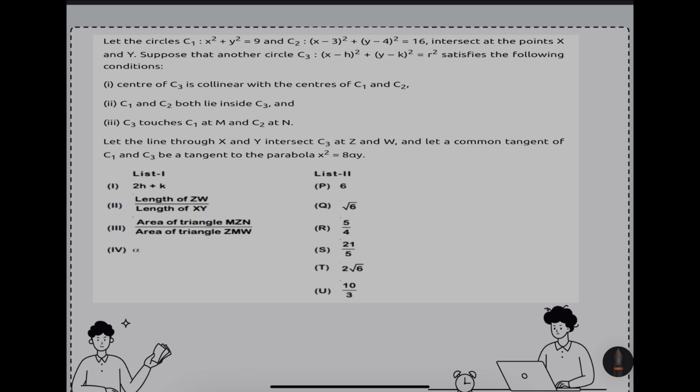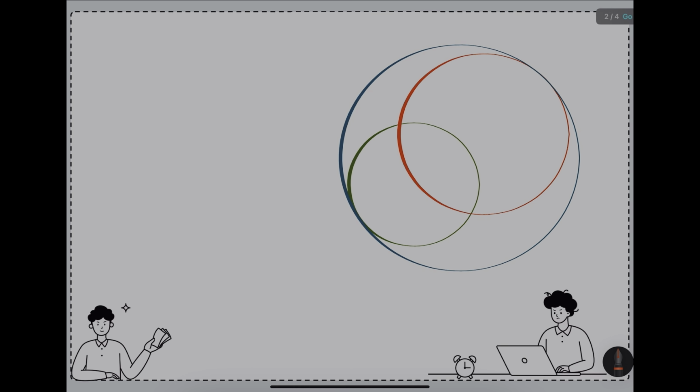Let the common tangent of C1 and C3 be the tangent to the parabola x square equals 8 alpha y. Okay, so you have to solve this question. Let's try to draw the diagram first. For reference I have drawn this.